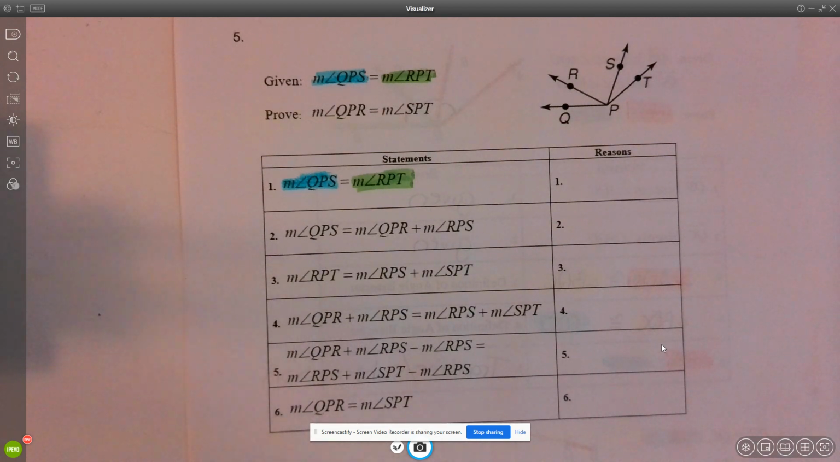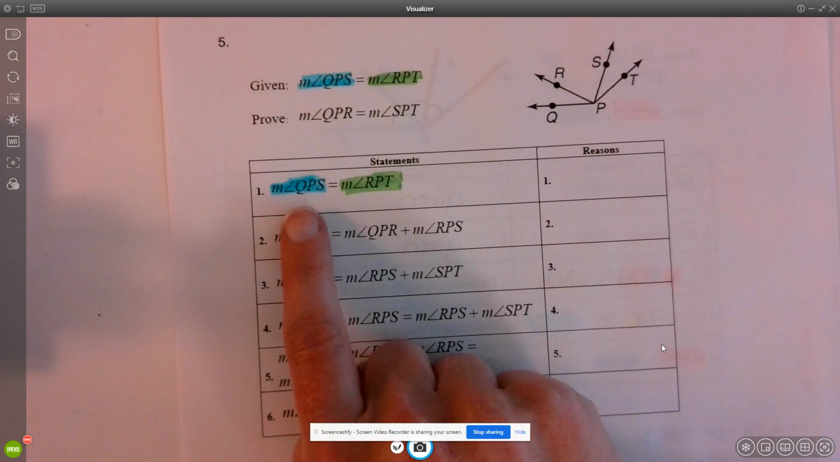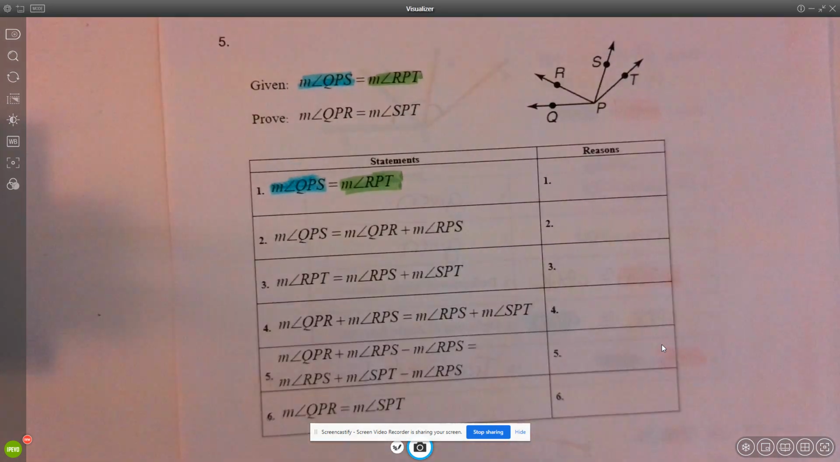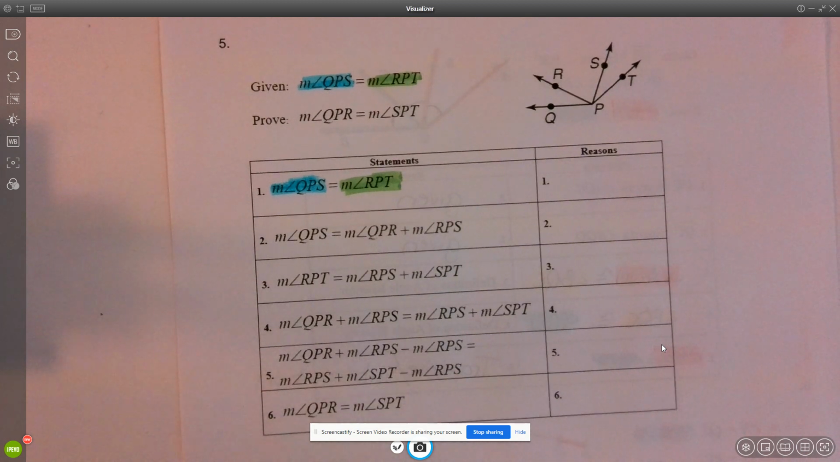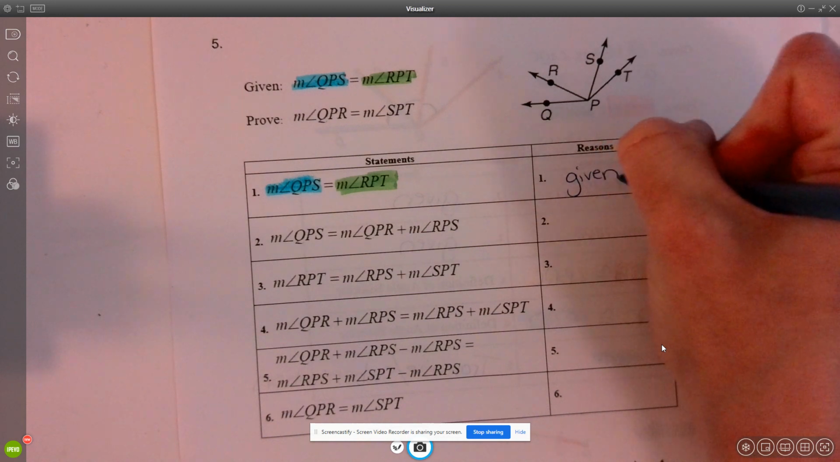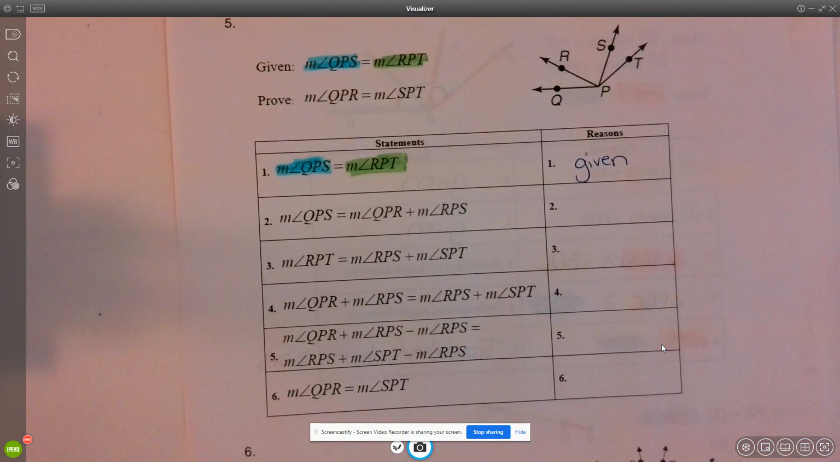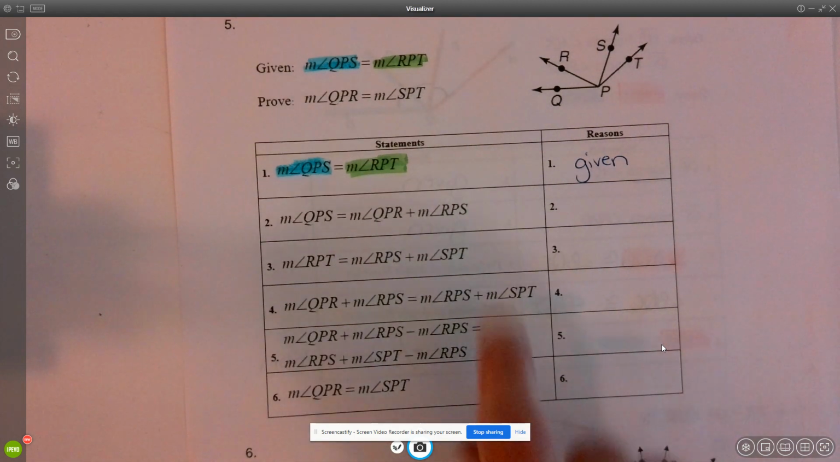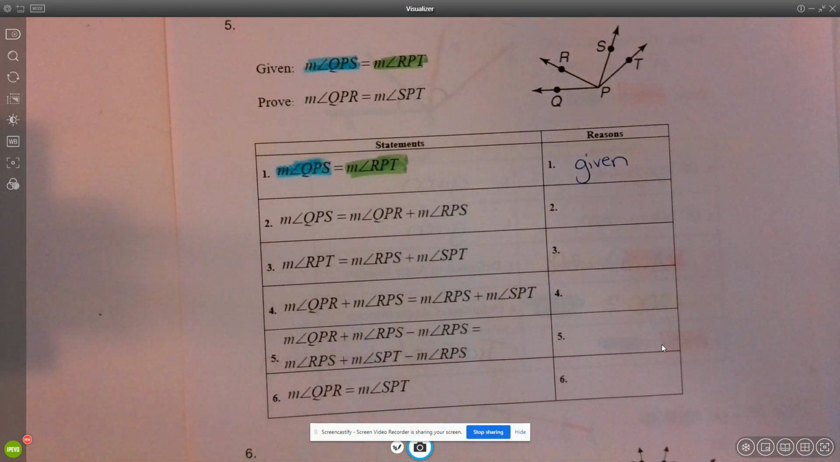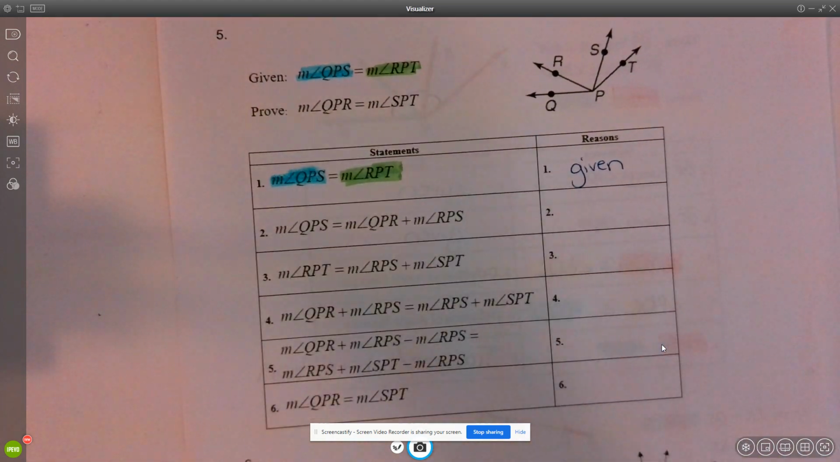in this proof. So I am given that the measure of angle QPS is equal to the measure of angle RPT. That's given to me, so my first reason is given. I'm going to go ahead and try to figure out what they're doing in statement 2.